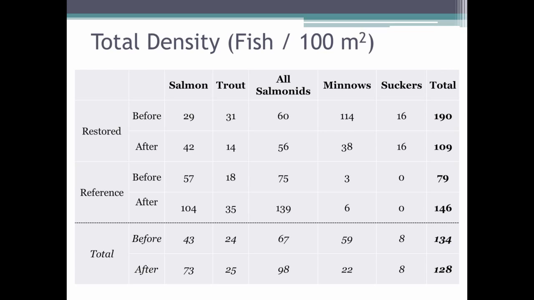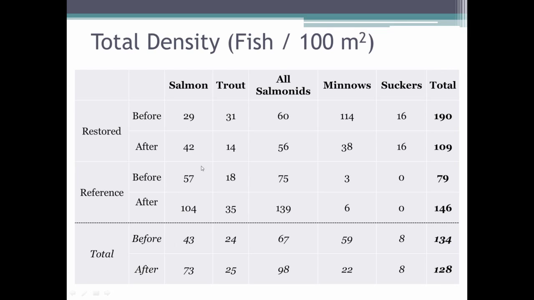If we look at our fish densities, we found lots of significant differences. There was a difference between species at the different reaches, at the restored and reference reach, before and after restoration. And between species at reaches before and after restoration. So those were all significant differences. If we want to look at a summary of it, what we see is that Atlantic salmon density increased after restoration, both at the restored and reference sites, and overall. So we did see increases there, which we viewed as a positive sign.